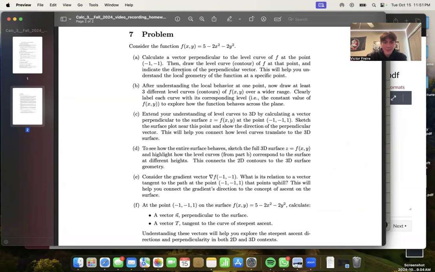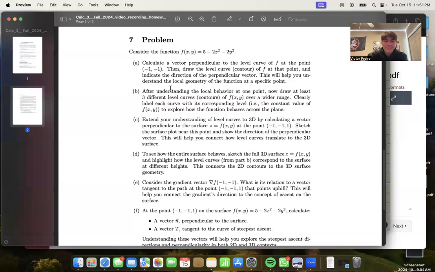Let's get started with the first question. Consider the function f(x,y) = 5 - 2x² - 2y². Part A says: calculate a vector perpendicular to the level curve of f at the point (-1, -1). Then draw the level curve contour of f at that point and indicate the direction of the perpendicular vector. This will help you understand the local geometry of the function at a specific point.